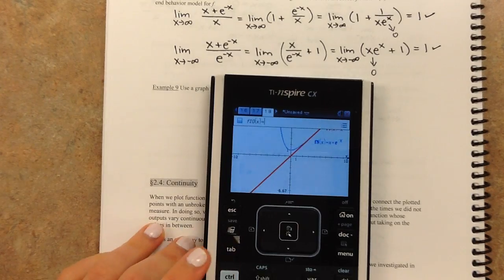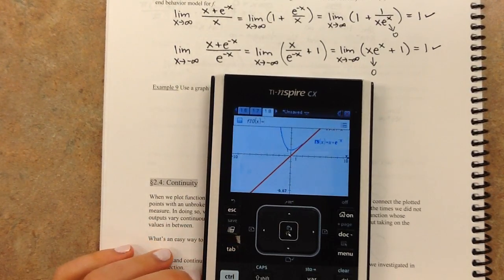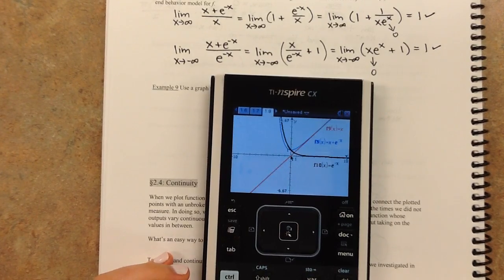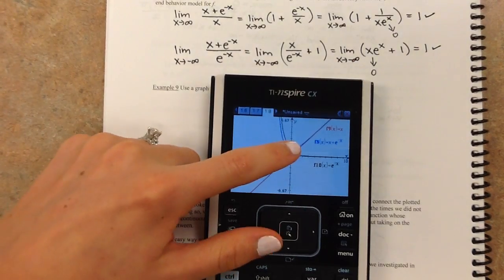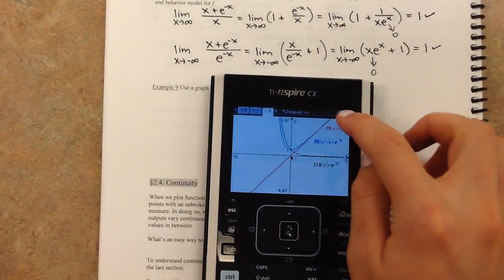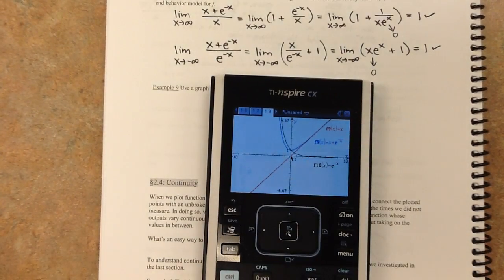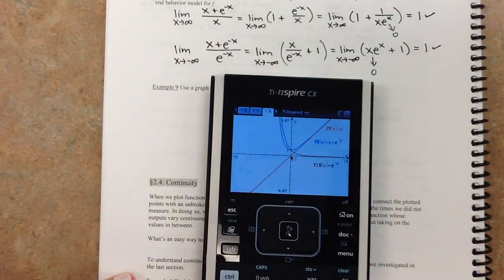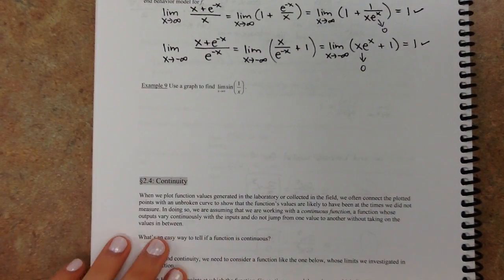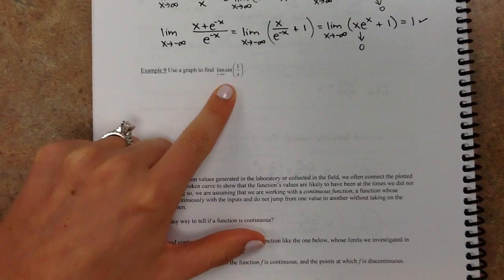But it's saying that as we go off to the left, it's supposedly going to look like this exponential function. And you can see that too. Not as clearly because I'm zoomed in, but the farther you go out, the more these are going to mimic each other. So off to the right, it looks like x. Off to the left, it looks like e to the negative x. And we prove that using a whole lot of algebraic manipulation. Okay, last thing. Use a graph to find this limit right here.